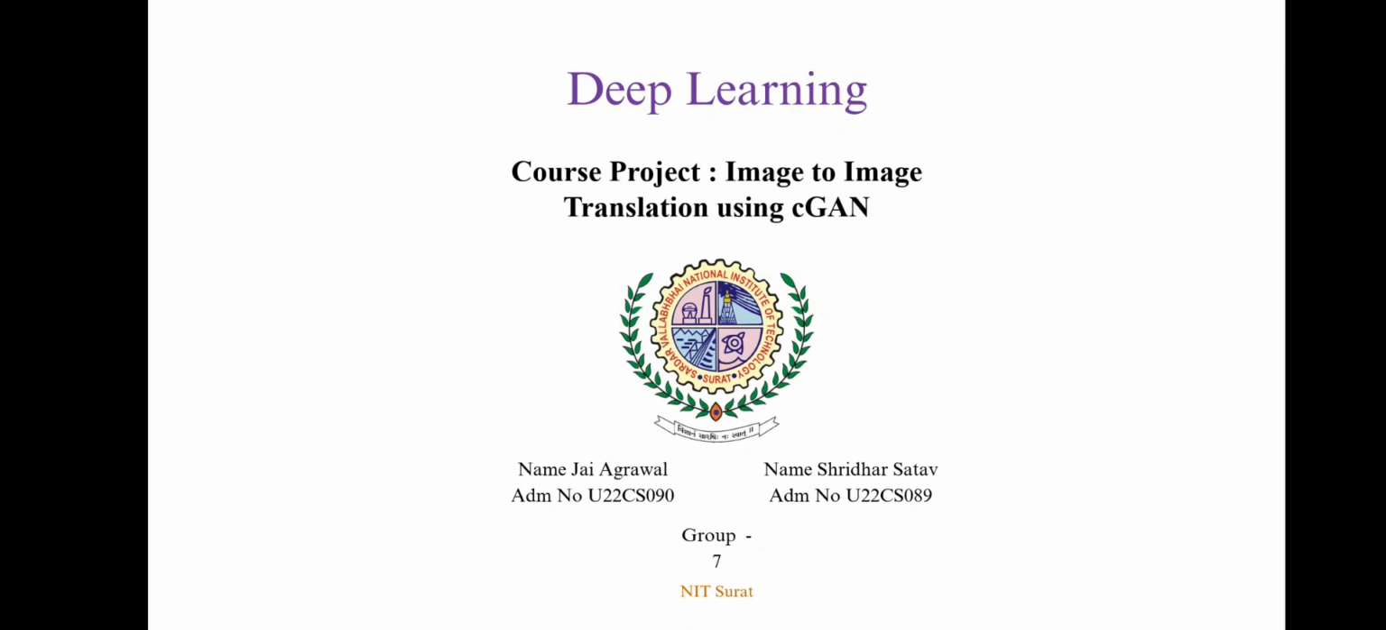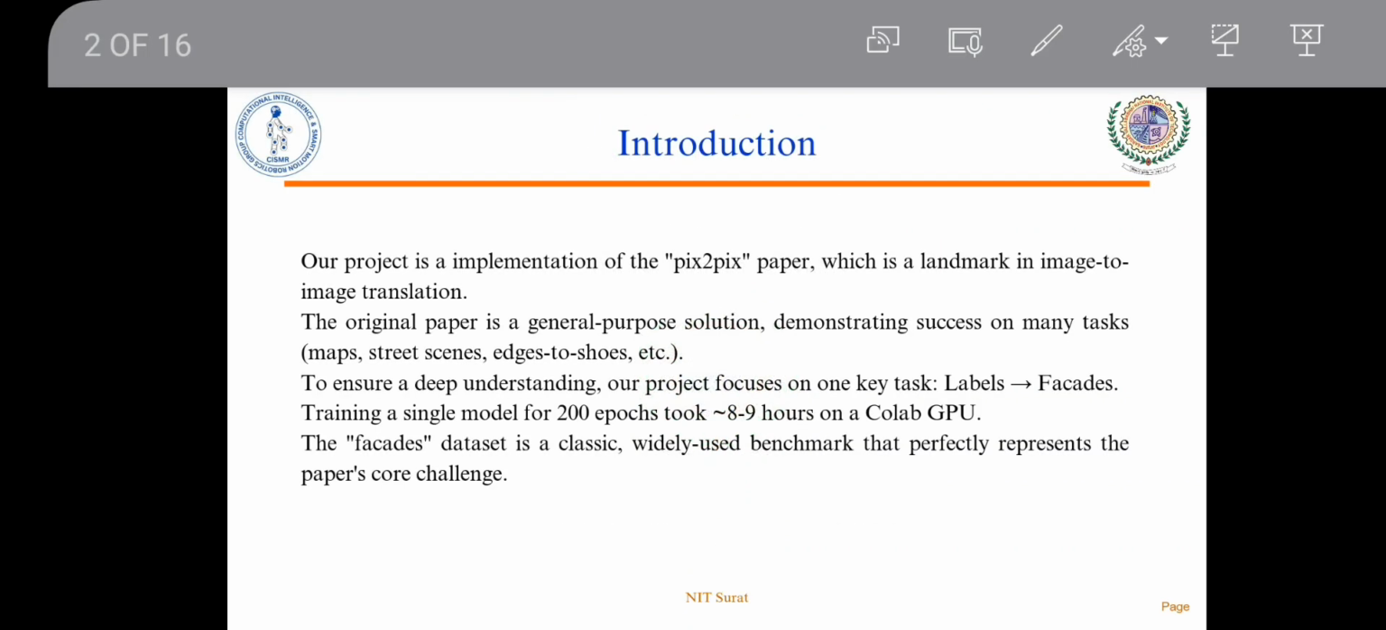In this project we implement, from the first slide, the introduction. Our project is an implementation of the Pix2Pix paper. Pix2Pix is a general purpose image to image translation model. This means the same model can convert maps to satellite photos, edges to shoes, labels to facades, etc.